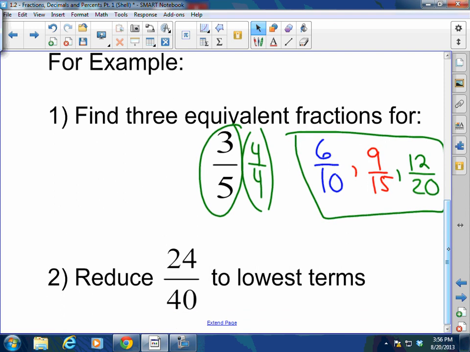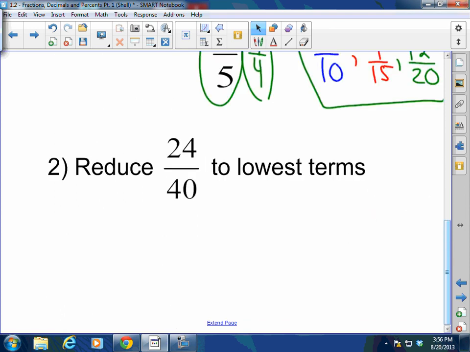When they tell you to reduce, they're just trying to tell you to find an equivalent fraction once again. So I have 24/40. But when they want you to reduce to lowest terms, they don't want you to multiply, because that's just going to get your fraction more and more complicated. They want you to reduce. They want you to divide common factors. So what's a common factor to both 24 and 40?